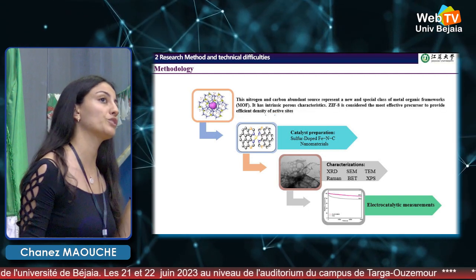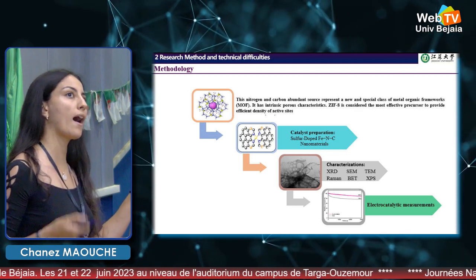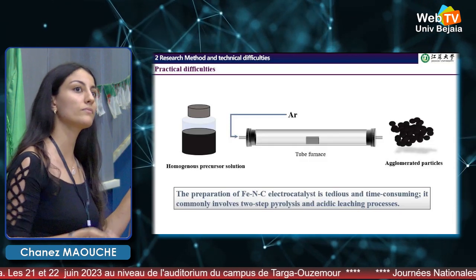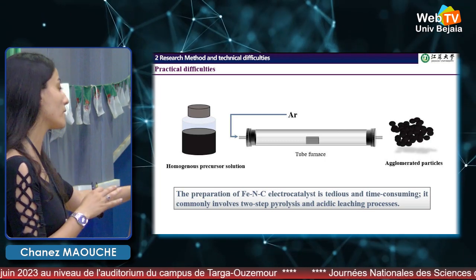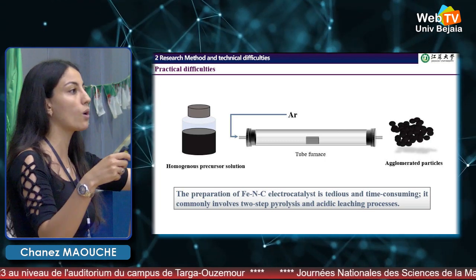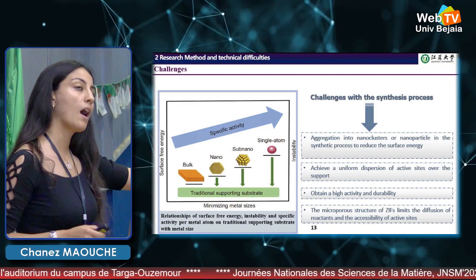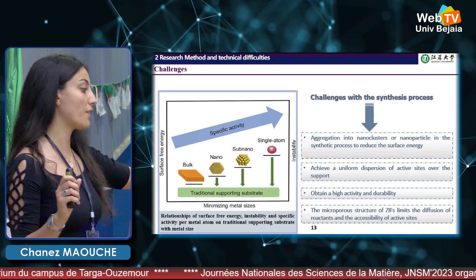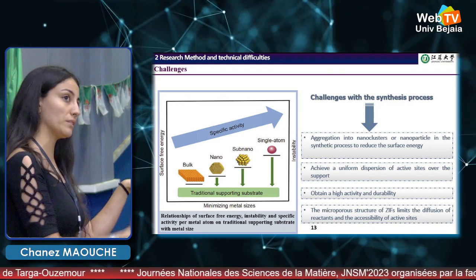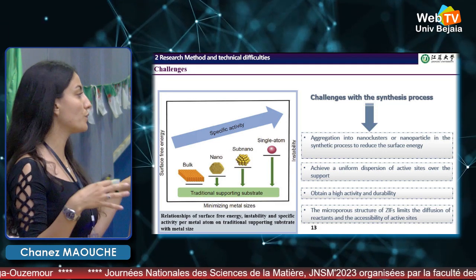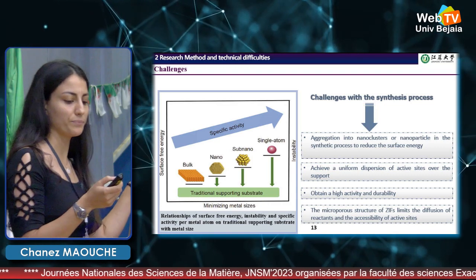ZIF here was chosen due to its porous structure, mostly microporous, which can offer a higher density of active sites. The problem with the preparation of the iron nitrogen carbon catalyst is that it's time-consuming and very tedious, and sometimes it also requires 2-step pyrolysis and acidic leaching. Other challenges: as I said before, ZIF has a very microporous structure, which limits the diffusion of the reaction and the accessibility of the active sites. As well, it is difficult to achieve a uniform dispersion of the active sites on the structure, and to have higher durability and activity.